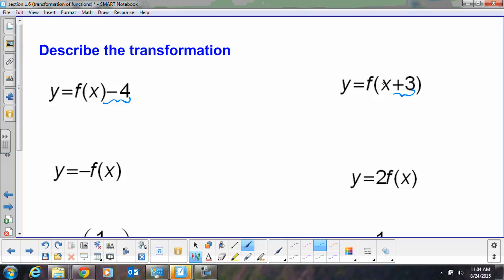Okay, if it were a horizontal stretch or compression, you've got to do the reciprocal in order to classify it. So when it's outside, it's as it appears. When it's inside, it will be opposite.